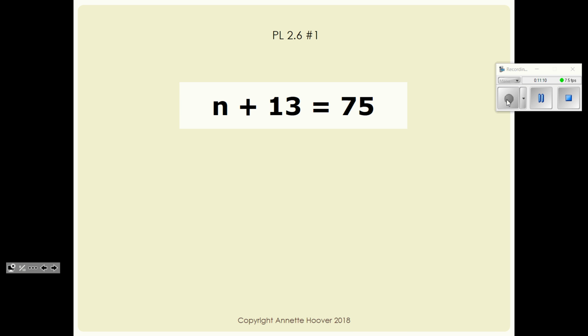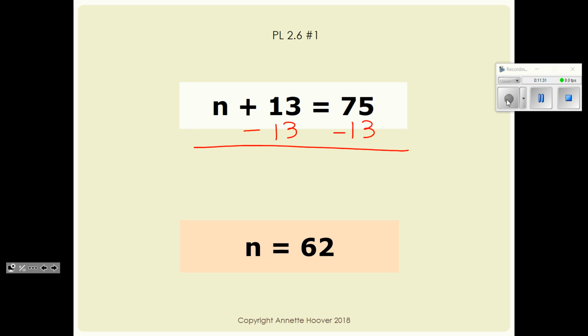This is going to be from your assignment if you want to look at it for the day. Again, here's the equal sign where the fence is. Here's the variable, so we have to move the 13 to the other side. You have a positive 13, so we want to do a negative 13 on both sides of the equation, which gives us 75 minus 13, which is 62.